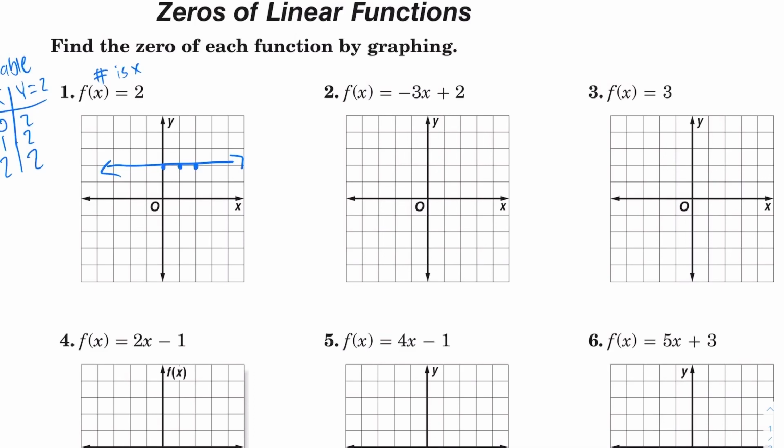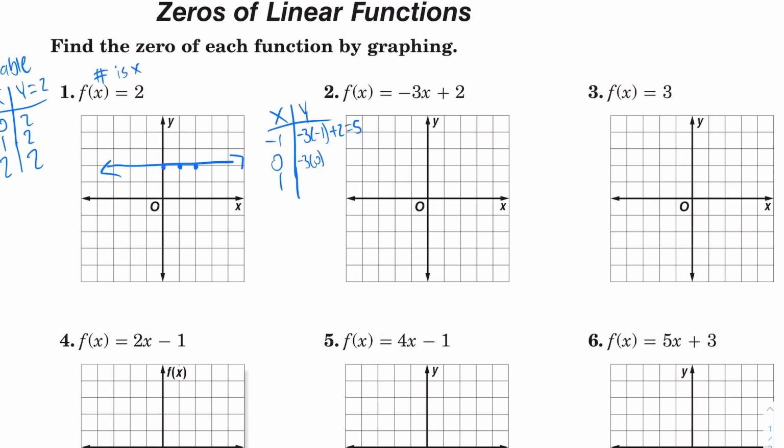Number 2, we're going to make a table. -1, 0, 1. You get to pick the x's. You can put anything for x. Then we put the x where x is in the equation. So this is -3 times x, which is -1, plus 2. This is going to be a negative times a negative, so that's 3 plus 2, which is 5.